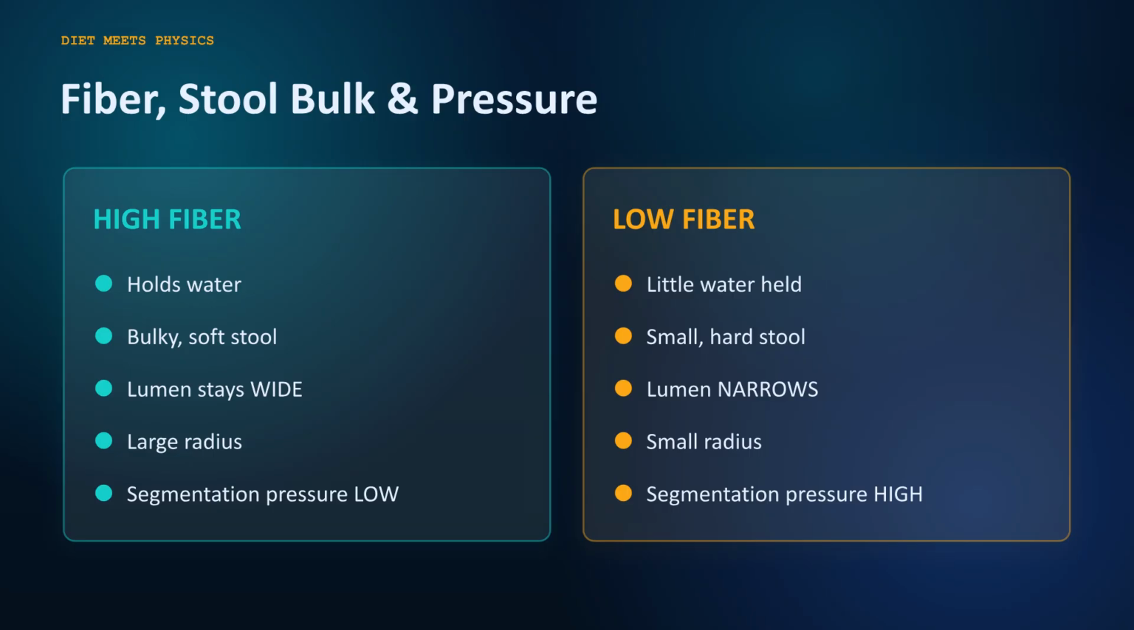A high-fiber diet holds water and produces a bulky soft stool. A bulky stool keeps the lumen wide, and by Laplace, a wide lumen keeps segmentation pressures low. Now take the fiber away. The stool becomes small and hard.